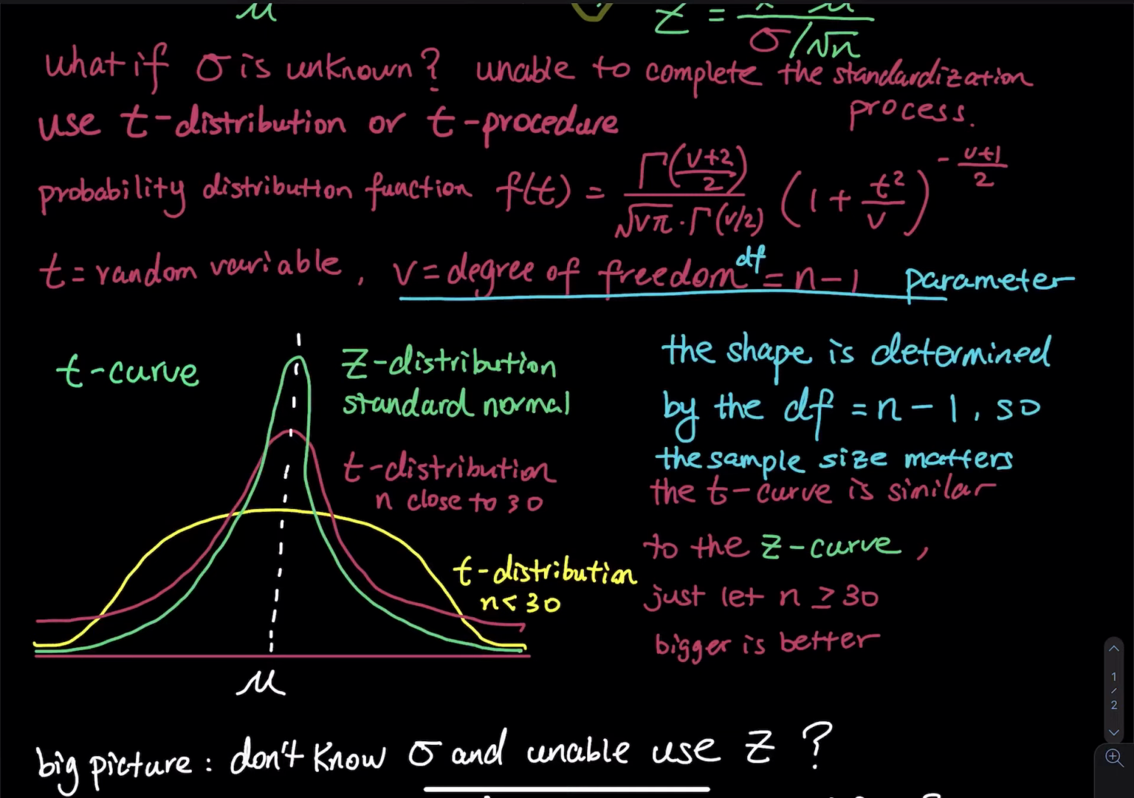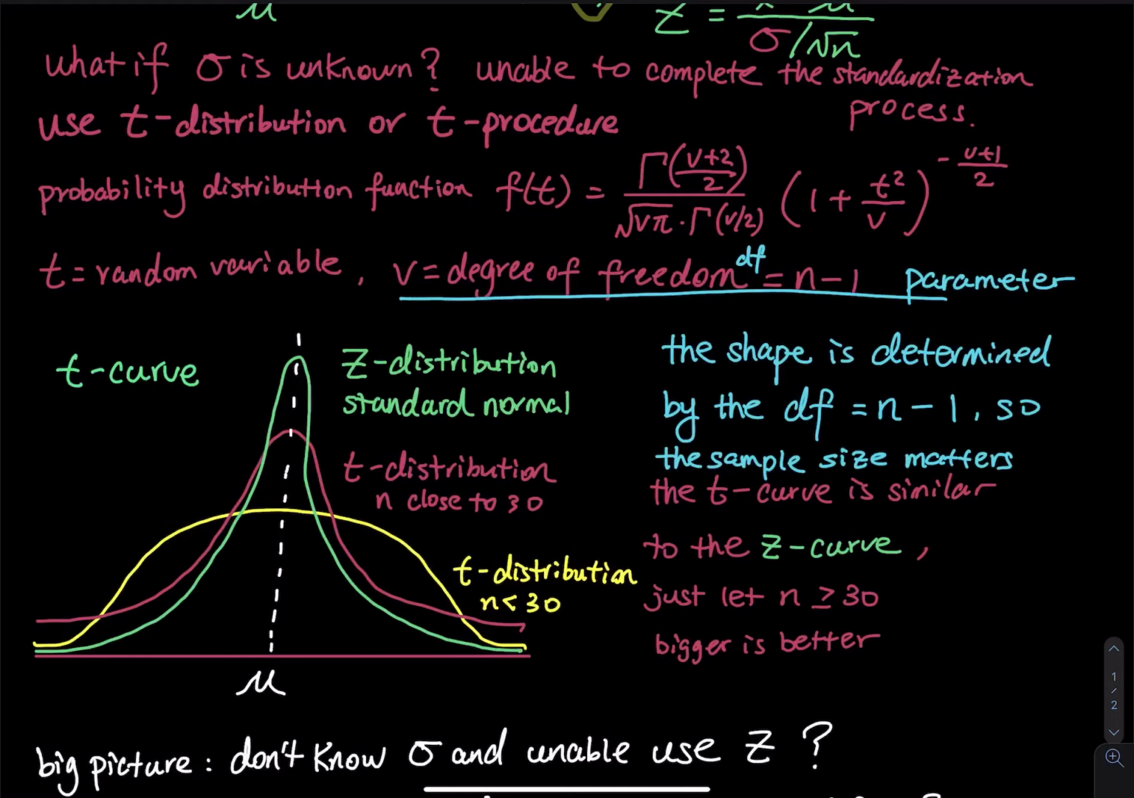So the next curve that you have to look at is the red curve. The red curve is the t-distribution when n is close to 30. When n is getting closer and closer to 30, we can see that the t curve is actually pretty similar to the normal curve, right? What if we make n even bigger? Then the t curve does not look exactly the same, but it looks like the standard normal curve.